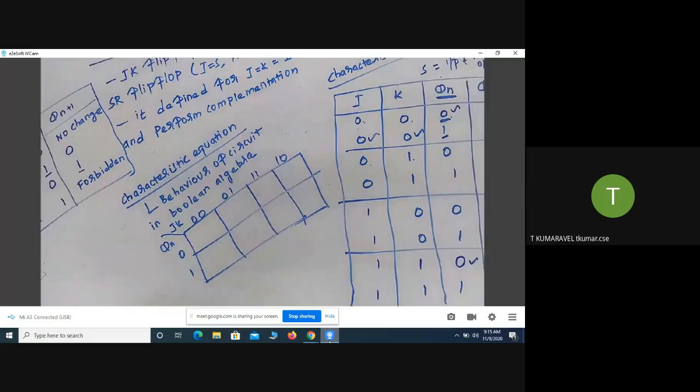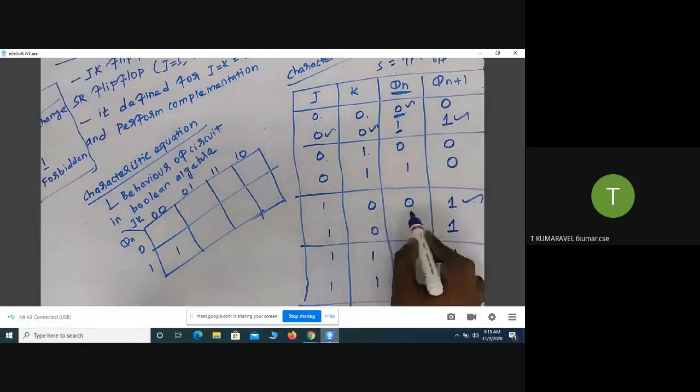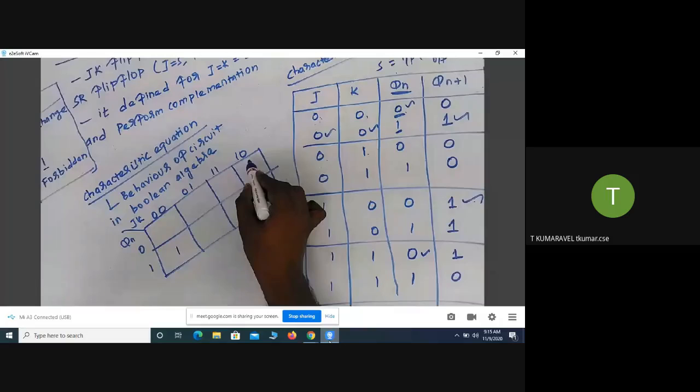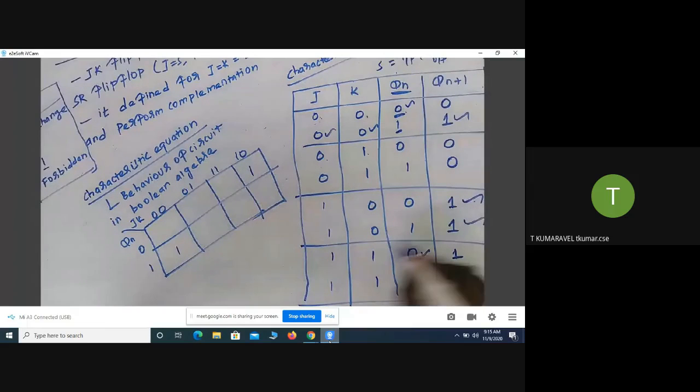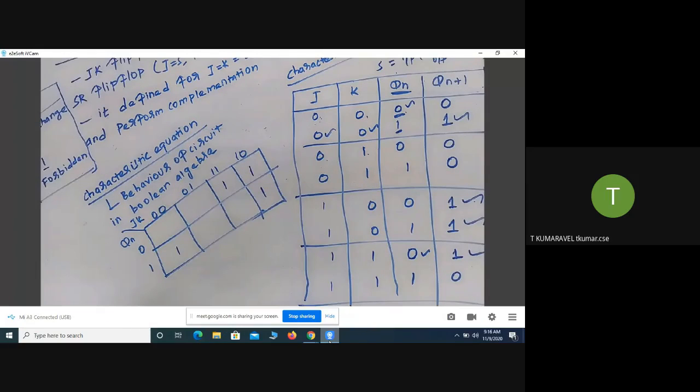Look at the output. In which places is the output equal to 1? Here the output value equals 1: 001, then 100, 101, and 110.